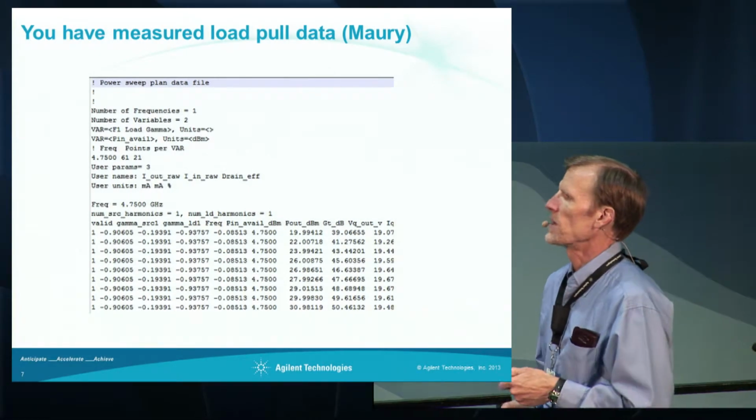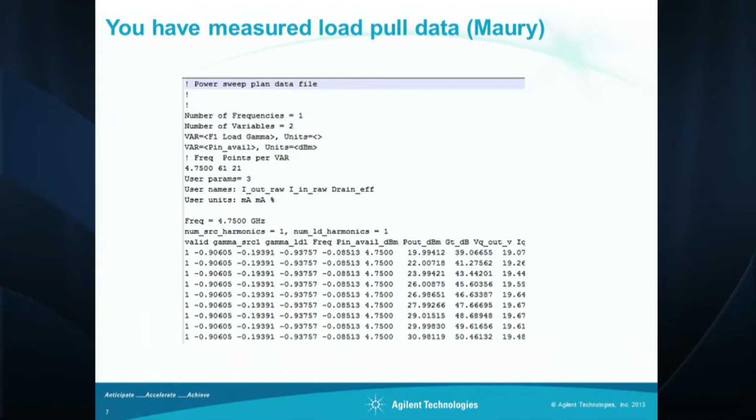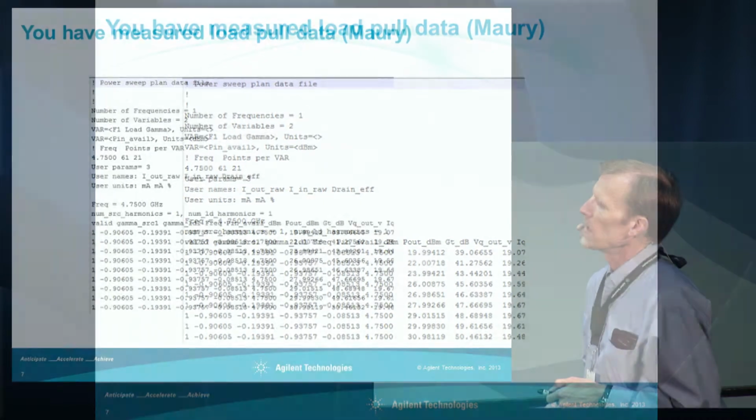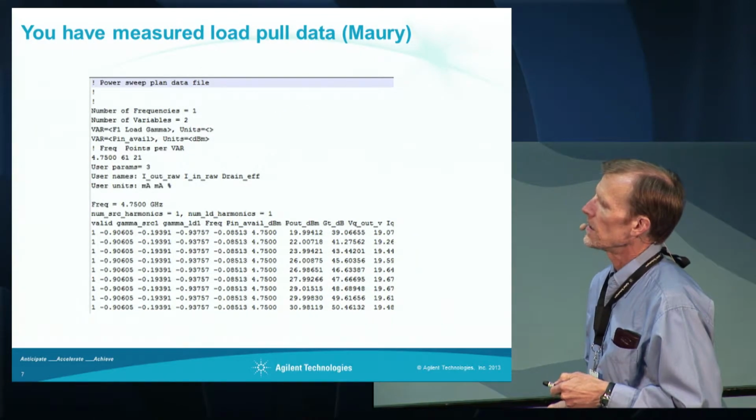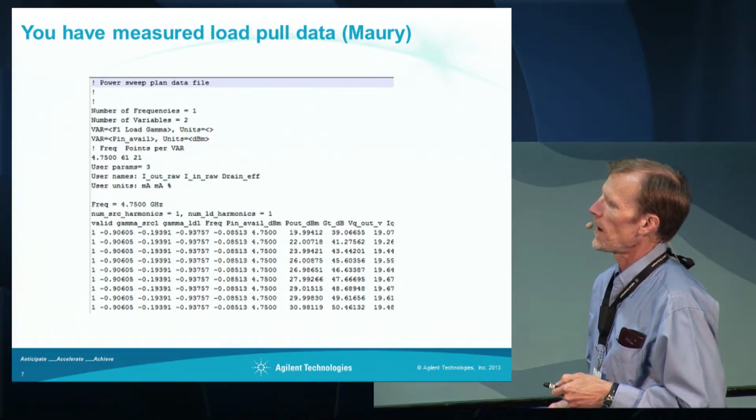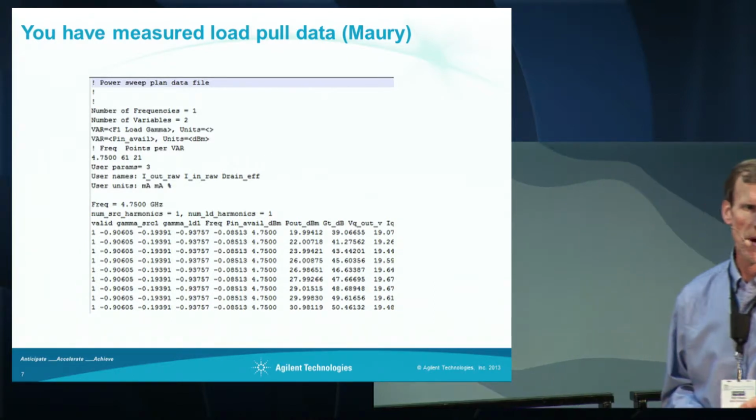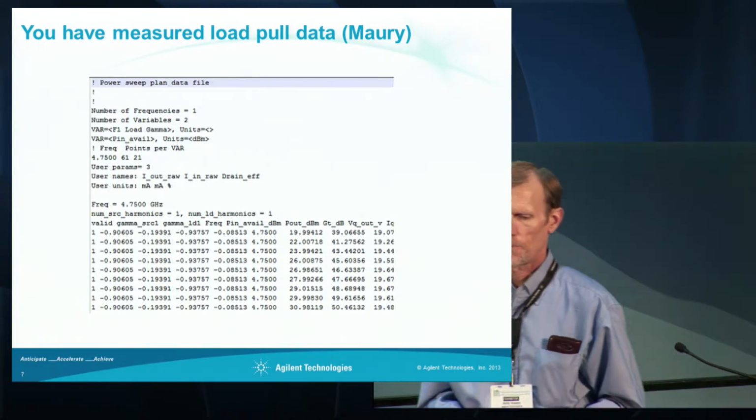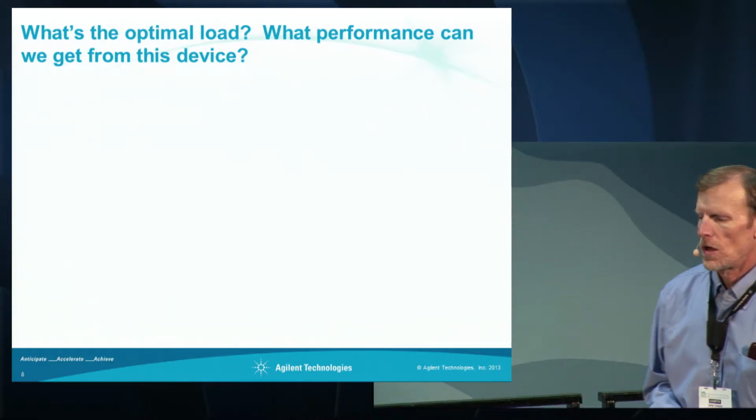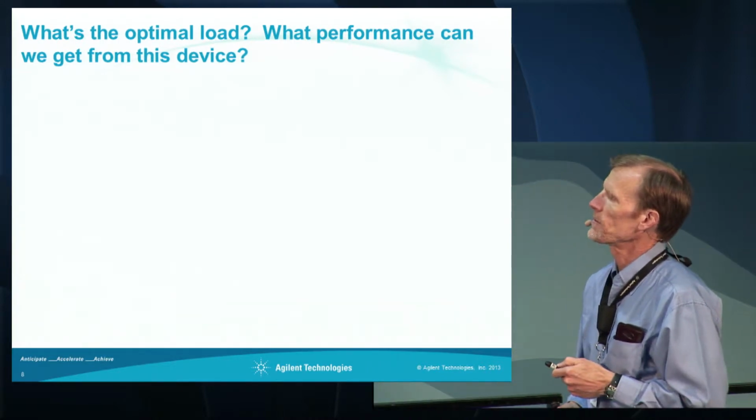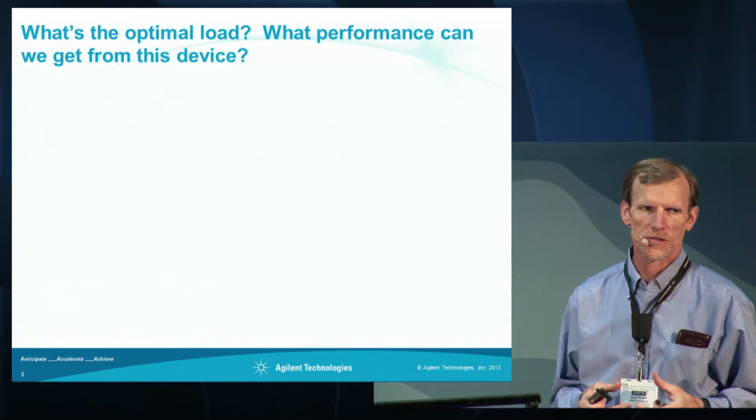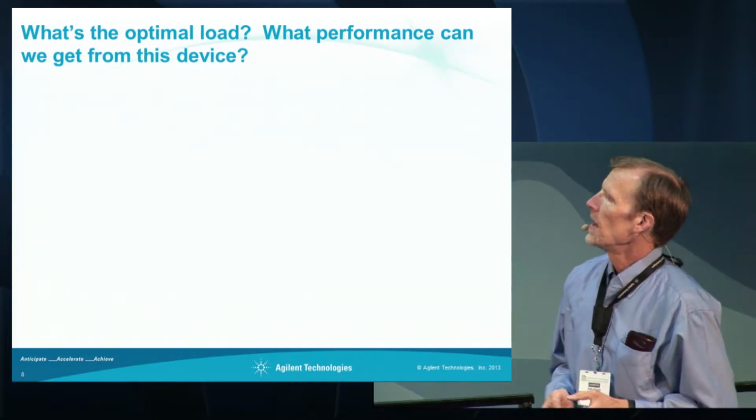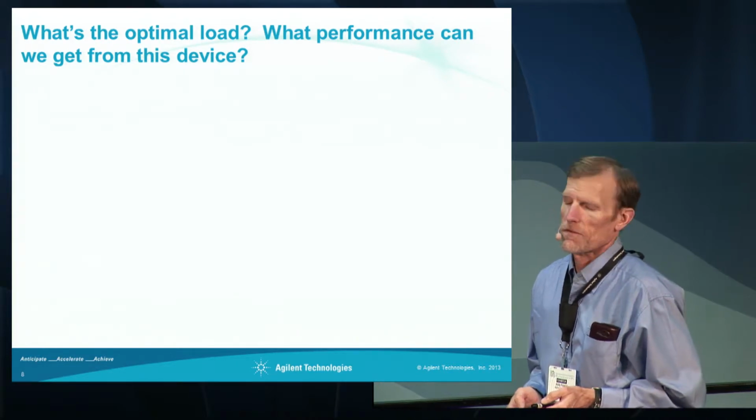This is sample measured load pull data from Maury, and it has typically data that's a function of frequency, bias conditions, input power, and there's various data that's in the file. It could be output power, gain, power added efficiency, could be intermodulation distortion, could be ACPR, things like that. What we'd like to know is what's the optimal load to present to this device to get the best performance from it. And we'd like to know what performance we can get from it as well.